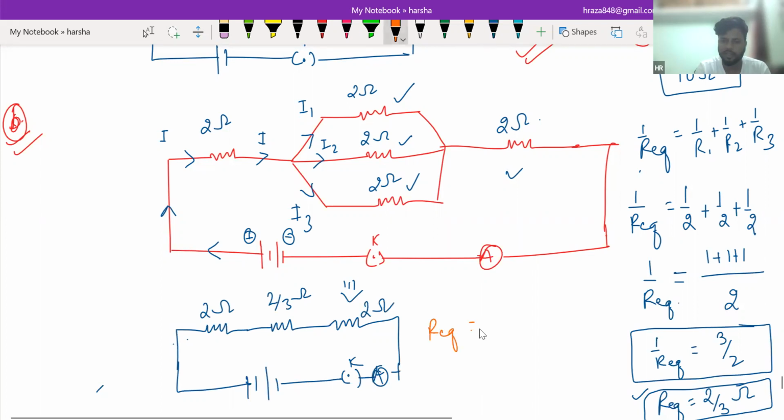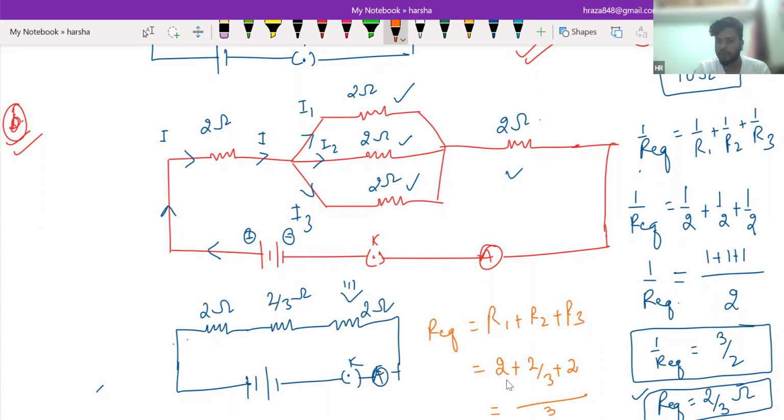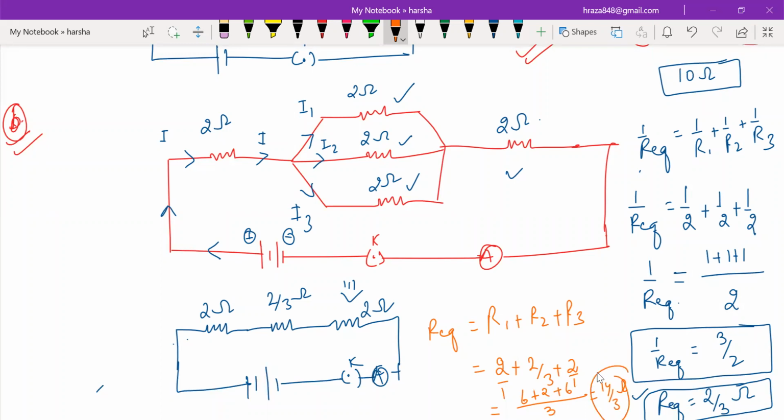Now you can easily calculate the series resistance, that is R equivalent is equal to R1 plus R2 plus R3, which is 2 plus 2 by 3 plus 2. Again taking the LCM, 3 1 3 is 2, 3 is 6, so it will be 14 by 3 ohm. Okay, sir. If you are not getting it, please let me know.